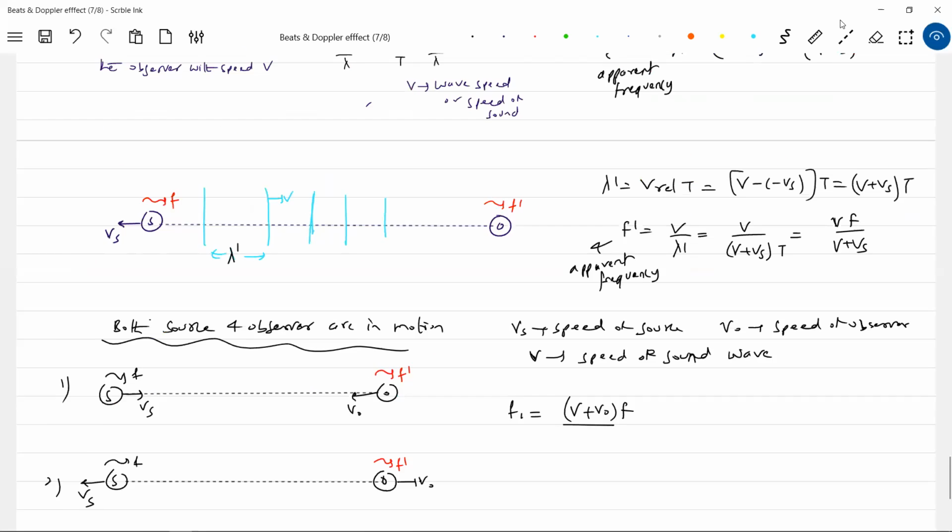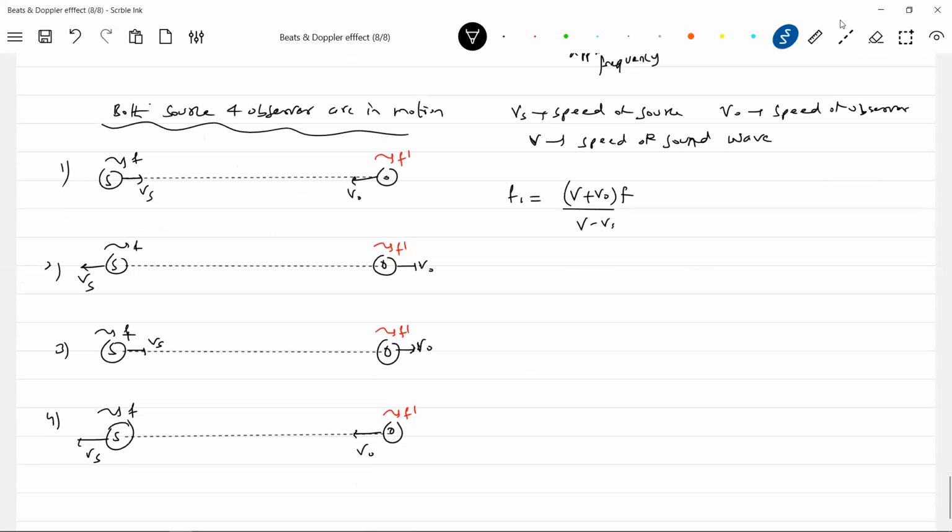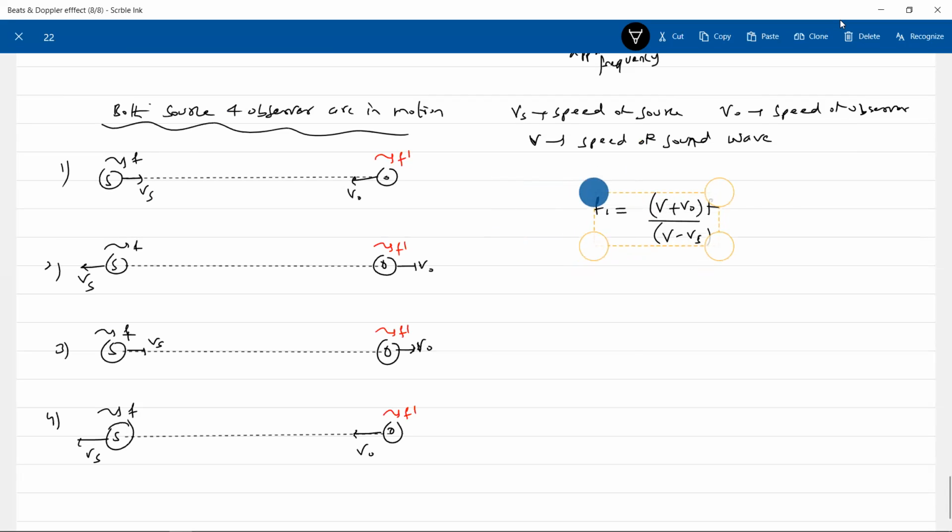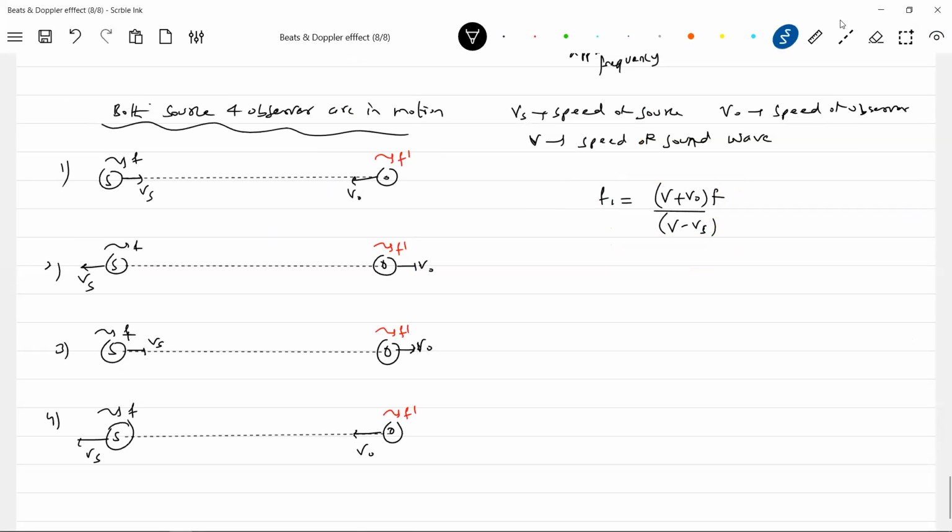So this will be, this is apparent frequency in the first case. F is actual frequency. So what is F? We'll define F also. This is apparent frequency in the first case. Second case, F2.